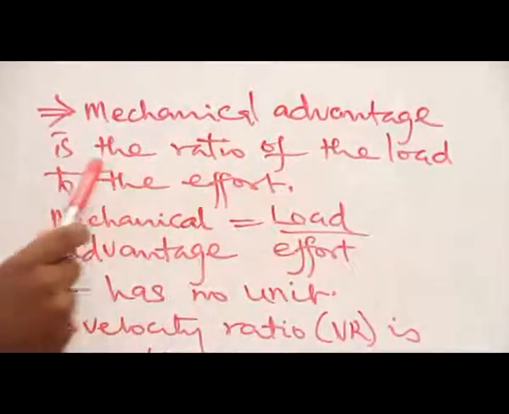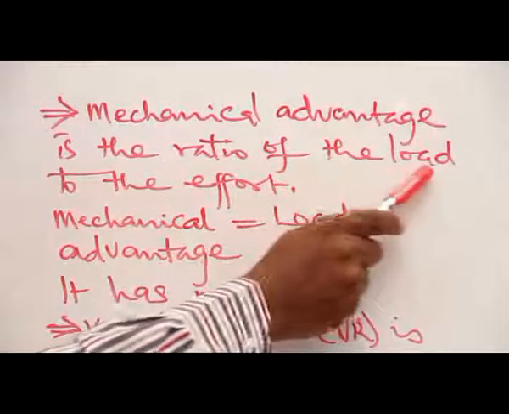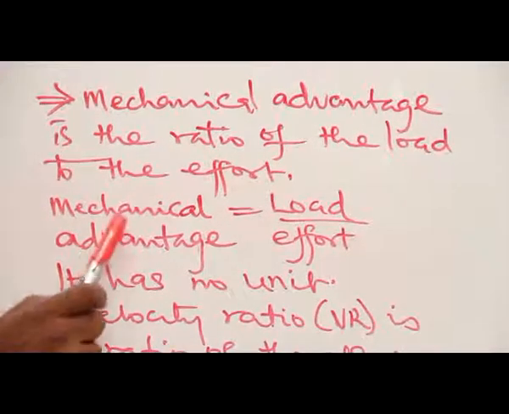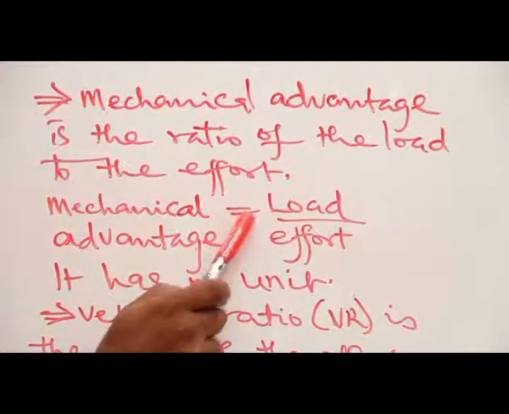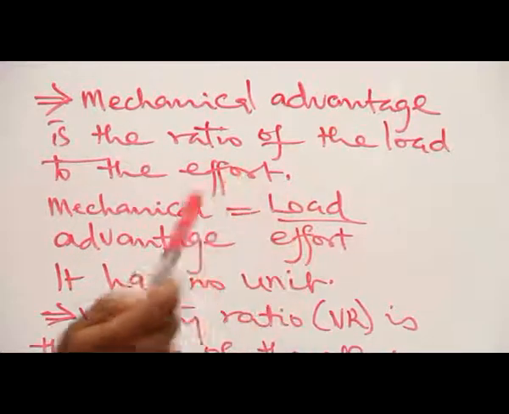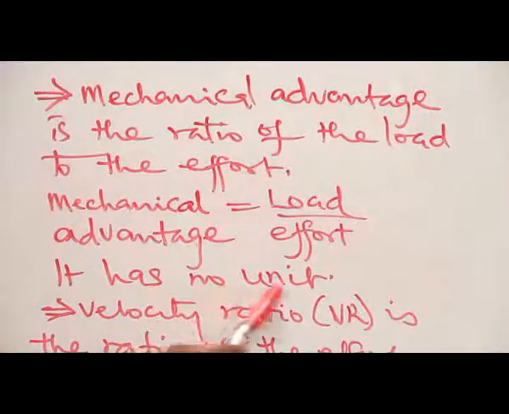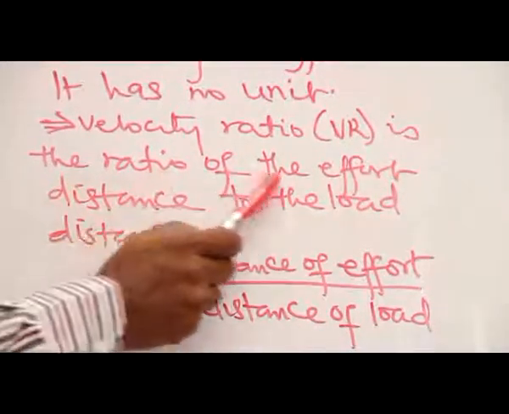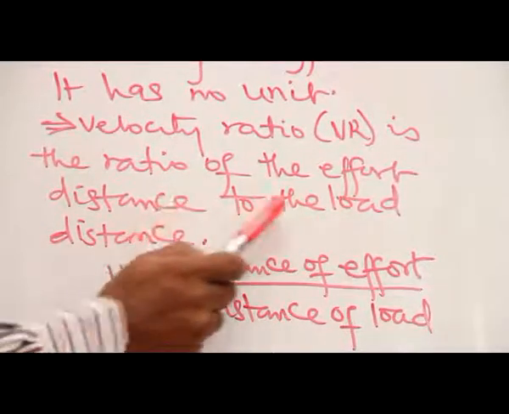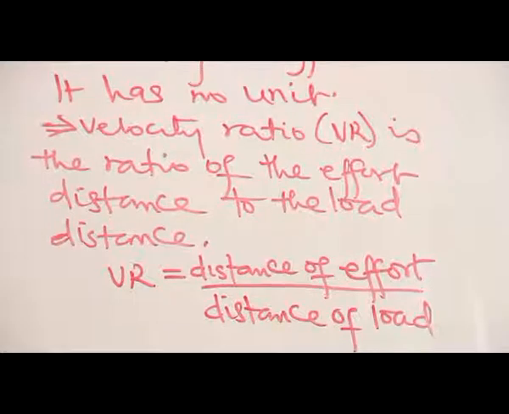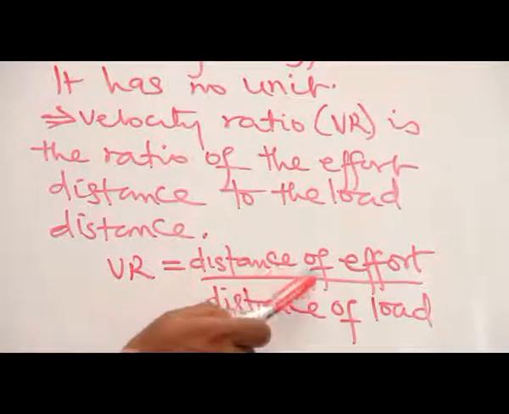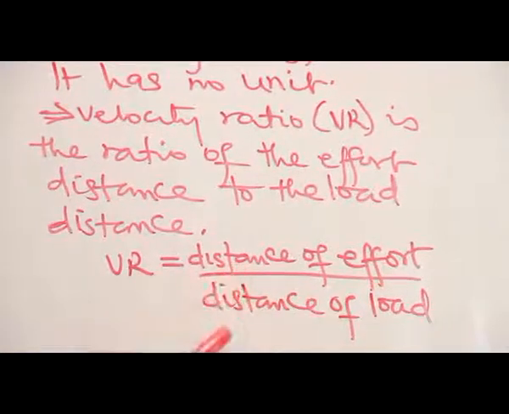Mechanical advantage is the ratio of the load to the effort. In formula terms, mechanical advantage is equal to the load divided by the effort. It has no unit. Velocity ratio is the ratio of the effort distance to the load distance. In formula terms, velocity ratio is equal to distance of effort divided by the distance of the load.